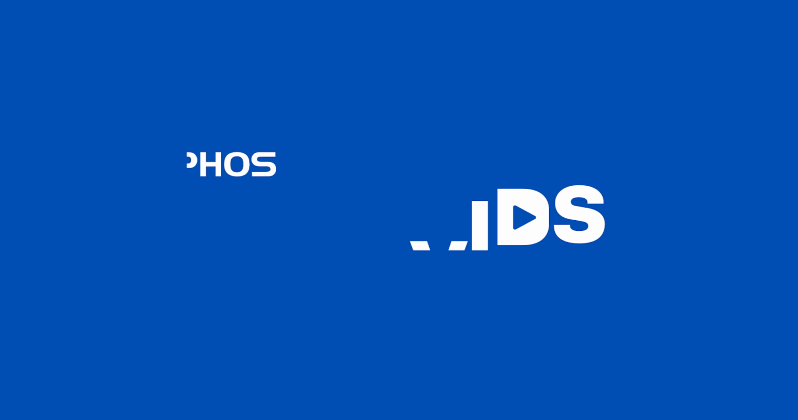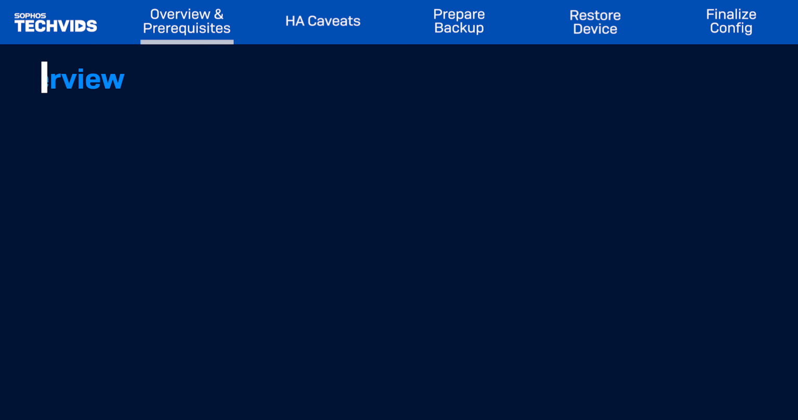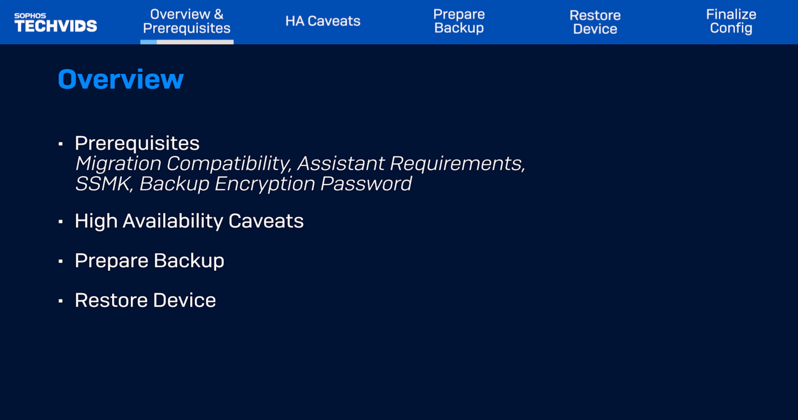Hi, everyone. Today, I'll walk you through the steps for migrating from an XG to an XGS firewall running high availability using the new Backup Restore Assistant. I'll cover the prerequisites for proper migration, including important caveats regarding migration compatibility, requirements for using the Backup Restore Assistant, and the Secure Storage Master Key and Backup Encryption Password. I'll next cover additional caveats related to HA backups. Then I'll show you how to prepare a backup, restore on the target device, and lastly, finalize your configuration.